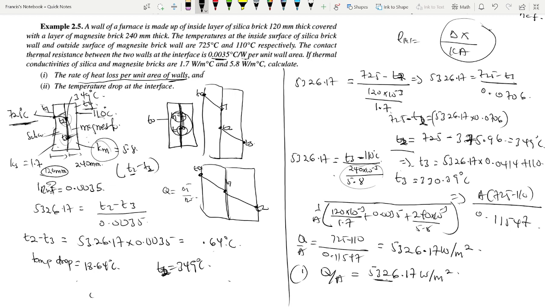330.39 degrees Celsius. Now our temperature drop is equal to T1 minus T2, and that will be 349 minus 330.39, and that will give us 18.61 degrees Celsius, which is almost the same as this. So if you don't want to go through all this stress, you can just evaluate it using this, and you're still going to get the same answer.